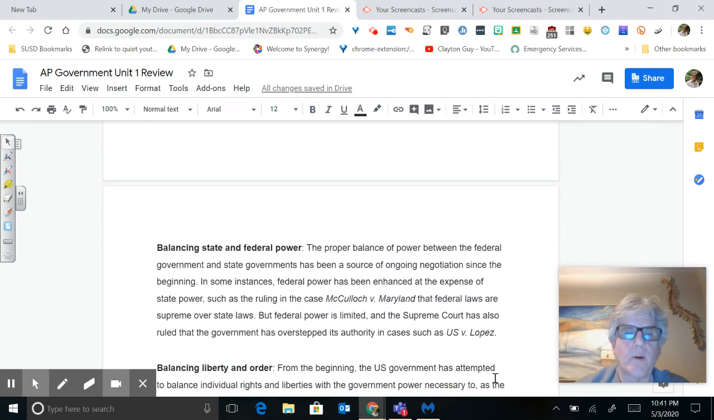Balancing state and federal power. The proper balance between the federal government and state government has been a source of ongoing negotiation since the beginning. In some instances, federal power has been enhanced at the expense of state power, such as the ruling in McCulloch versus Maryland. The Civil Rights Act of 1964 and the Social Security Act are federal laws that are supreme over state laws, but federal power is limited. The Supreme Court has also ruled that the government has overstepped its authority, such as in U.S. versus Lopez and U.S. versus Morrison that we went over in class.